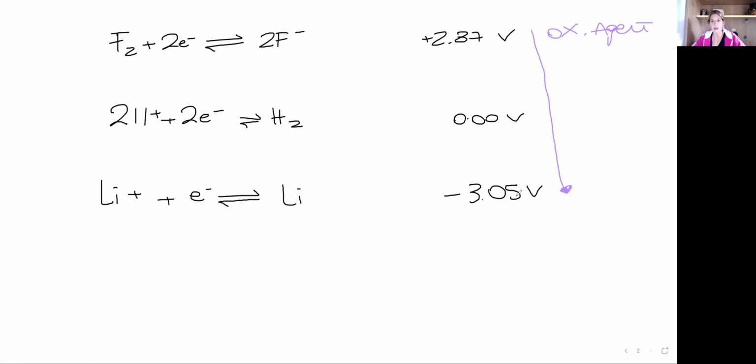Let's think about lithium. Lithium is very negative. It's more likely to lose electrons. If it loses electrons, it's oxidized. So which agent is reducing?